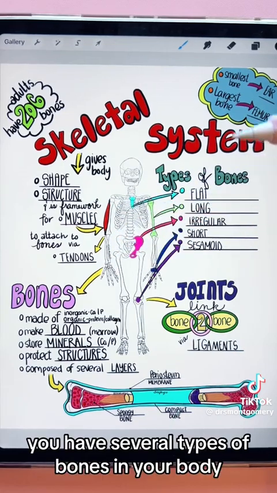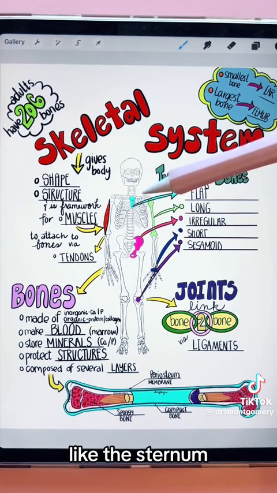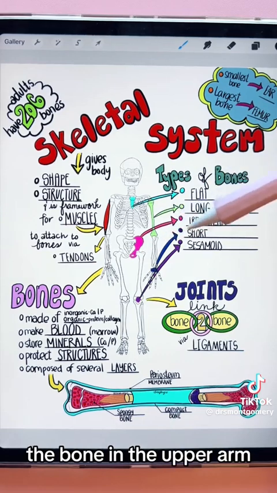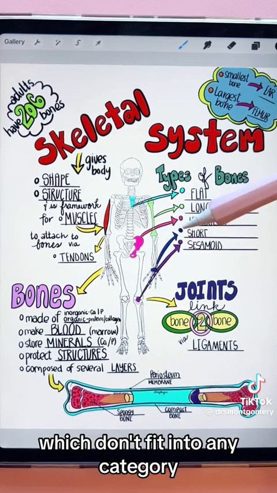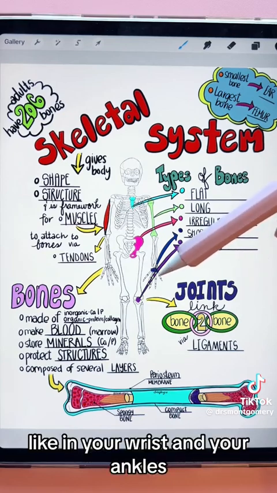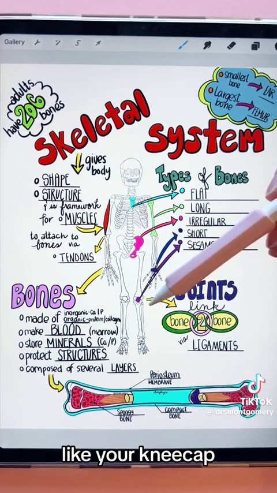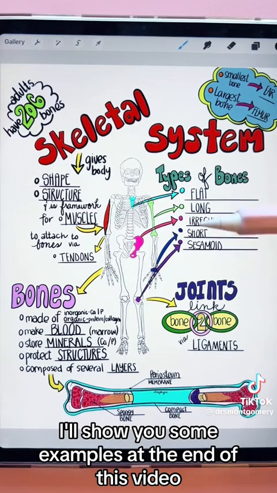You have several types of bones in your body. You have flat bones like the sternum. You have long bones like the humerus, the bone in the upper arm. You have irregularly shaped bones, which don't fit into that category. You have short bones like in your wrists and your ankles, and you have sesamoid bones like your kneecap. Those are formed inside of a tendon. I'll show you some examples at the end of this video.